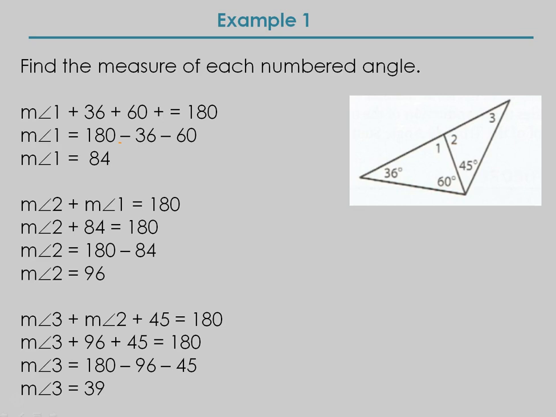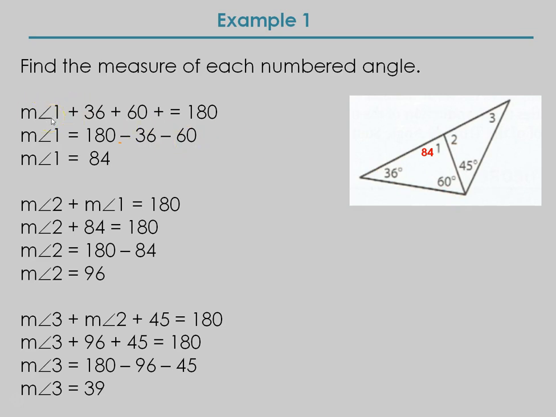So for example 1, we're going to use some of what we just learned, the third angles are congruent theorem, and solve this triangle. If you look at the drawing, you'll see we have a larger triangle, and then we also have two smaller triangles. So for this first triangle here, we have angle 1 that we need to solve for, and we have two measures, 36 and 60.